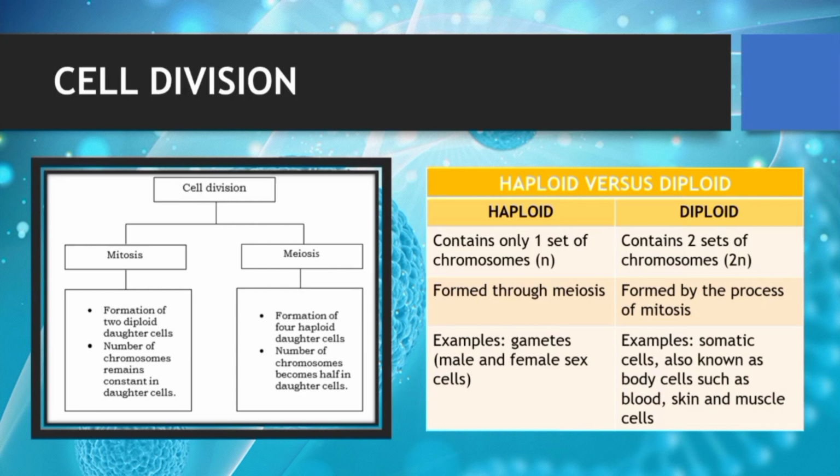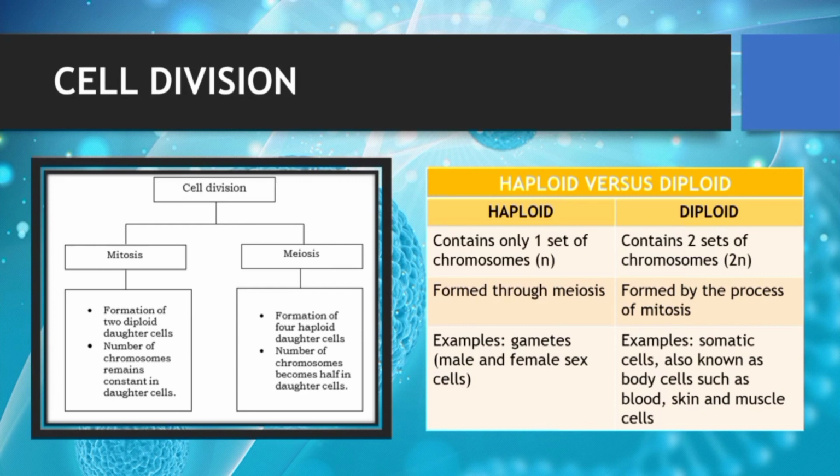Bakit? Half of it would come from the male parent, and half of it would come from the female parent. Tapos kapag pinagsama, it would become diploid. Kaya 2n. Another, haploid cells are formed through meiosis. Okay? And diploid cells are formed by the process of mitosis.